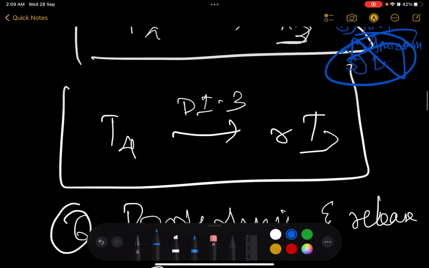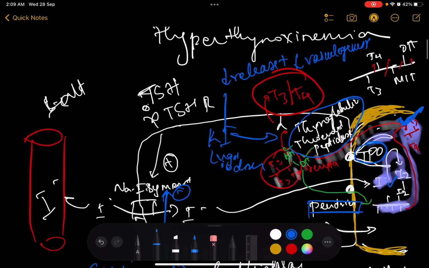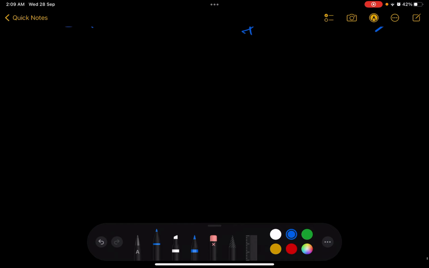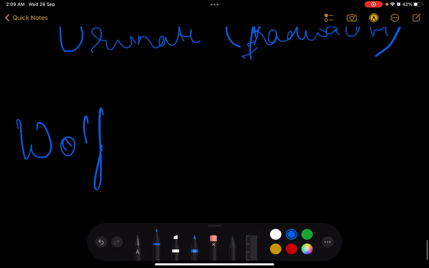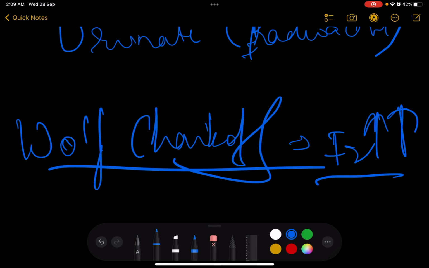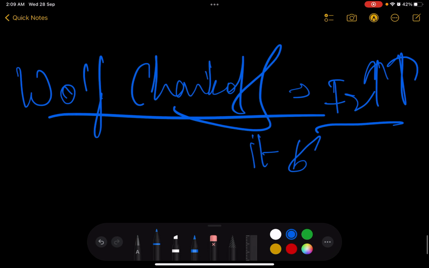You just need to remember TPO inhibitor is the only drug that you actually use. Other thing, you could use potassium iodide. And there are two important effects that I want to speak of. One is called the Wolff-Chaikoff effect. What about Wolff-Chaikoff? Simple. You give too much iodine, it blocks release of T3, T4.